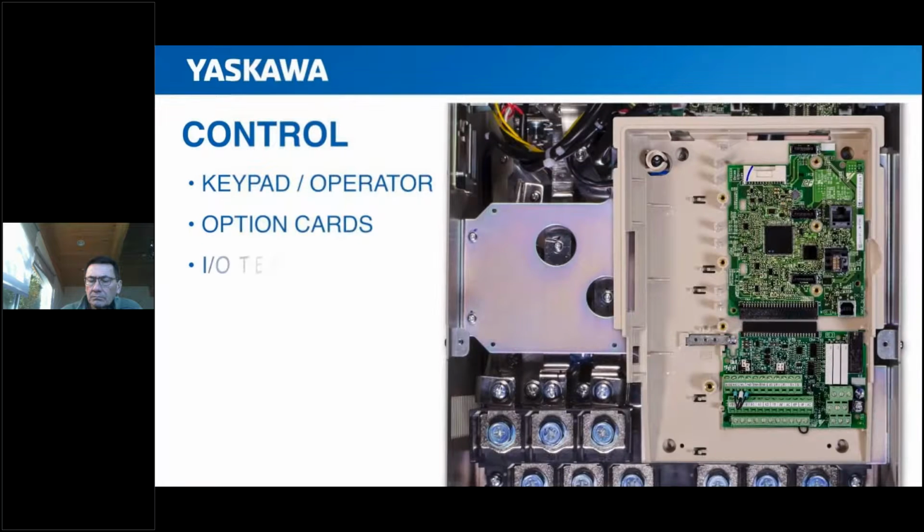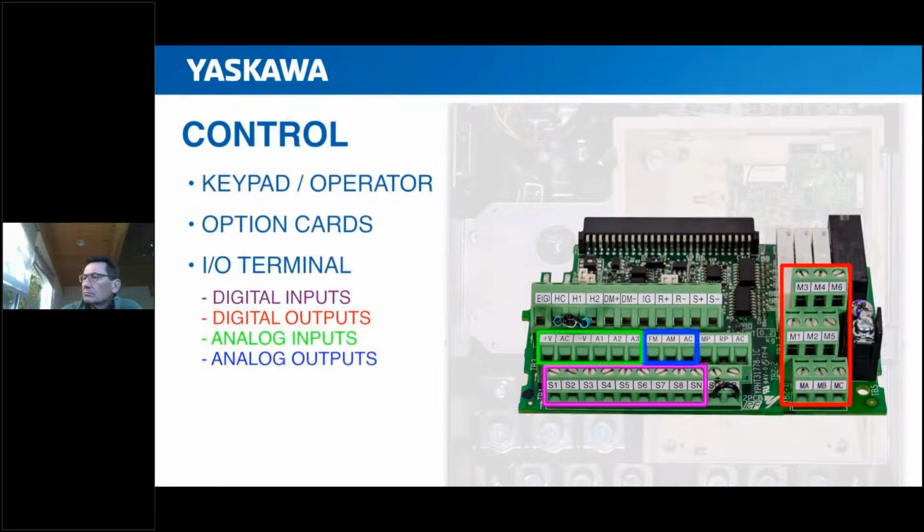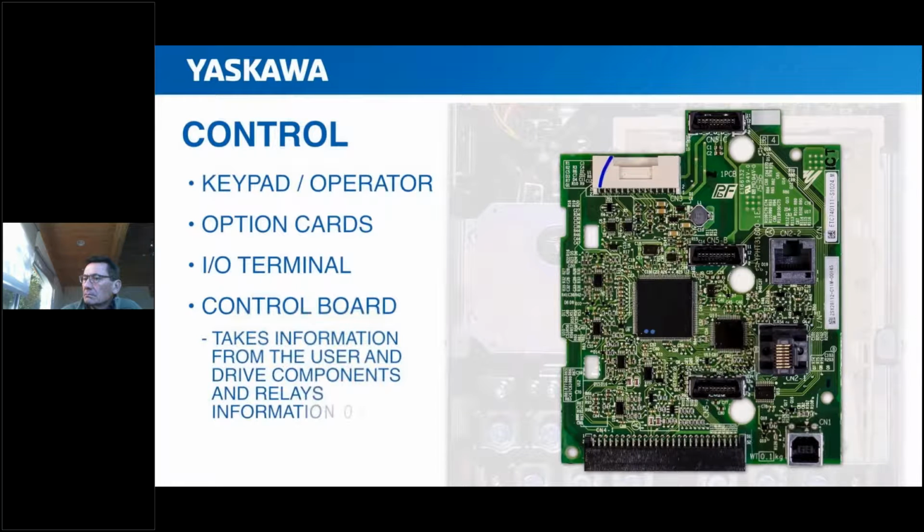For controlling purposes, the user can wire into the digital inputs and outputs and analog inputs and outputs. The I/O terminals also support some communication protocols. Finally, we get to the control board. Now think of this like the brain for the drive. It takes information from the user and drive components and relays the given information or tasks to appropriate areas as required. Let's look at the selectable control methods the drive comes with.